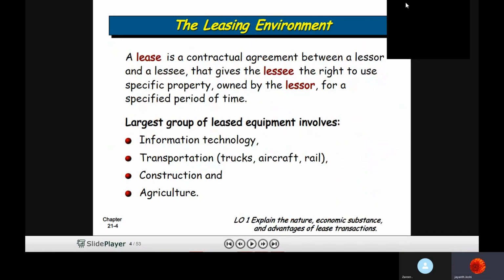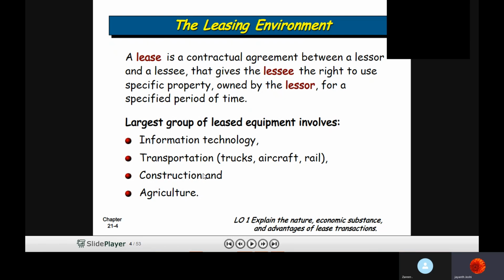So can you read this point, Zarina? Lease is a contractual agreement between a lessor and a lessee that gives the lessee the right to use specific property owned by the lessor for a specific period of time. Correct? Hello? Hello, yes, sir. You're following this now? Yes, yes, I'm following.